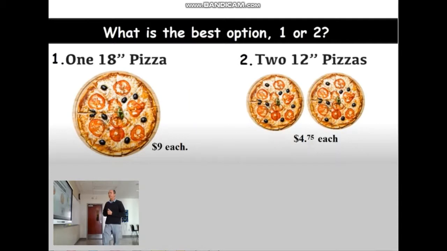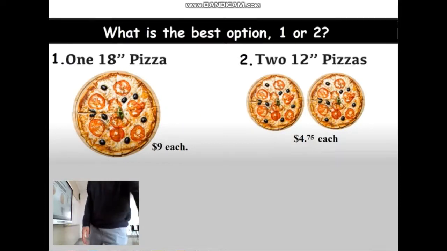If you go to your favorite pizza place and you have these two options here. One is a large pizza, 18 inches at $9 each. And another one, two medium pizzas, 12 inches, for $7.50 each. Which one is the best value for money? What do you think is the best option? Number one or number two? Think about this puzzle. At the end of the lesson, we will show you the answer, how to solve it.